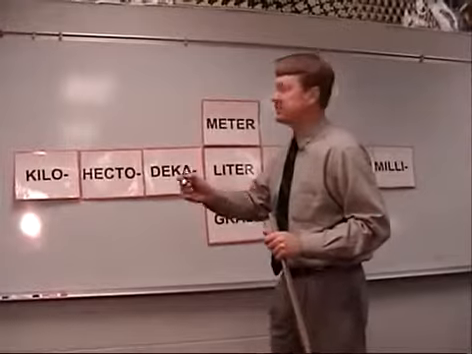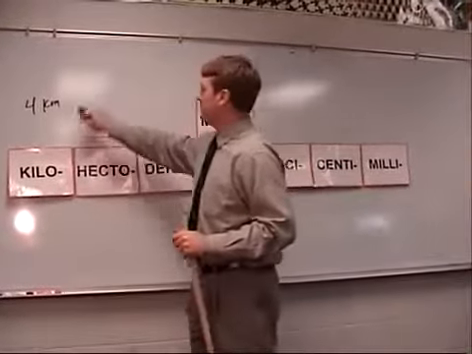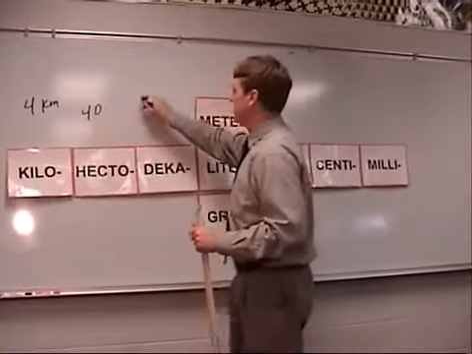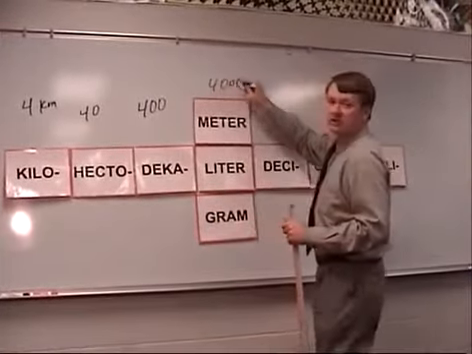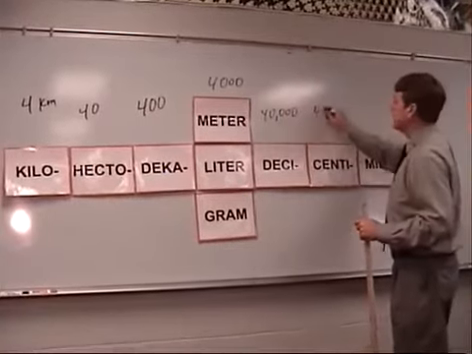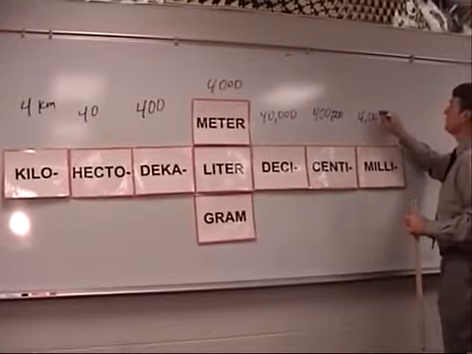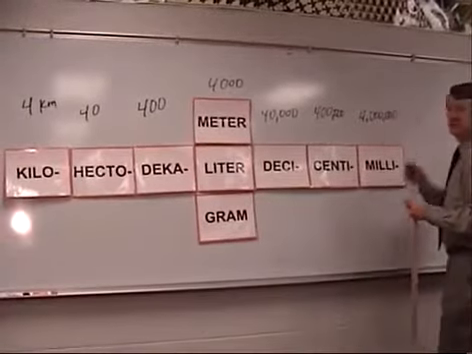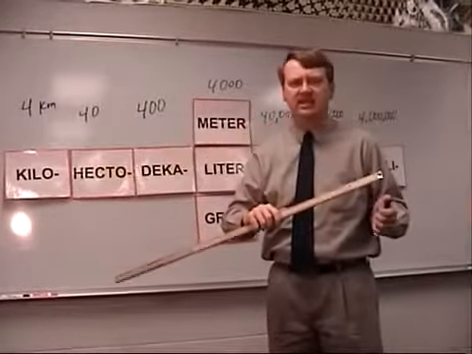Here's why it's so nice. If you had 4 kilometers, that would be 40 hectometers, 400 decameters, 4,000 meters, 40,000 decimeters, 400,000 centimeters, 4 million millimeters. Move the decimal point because it's tens, tenths.